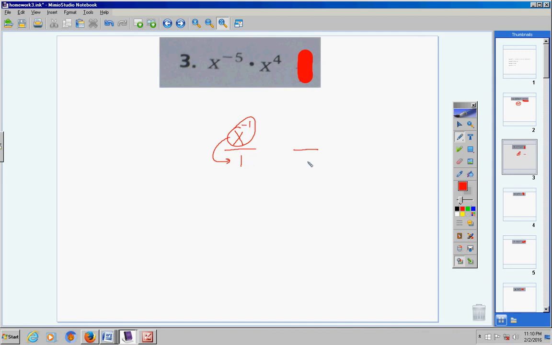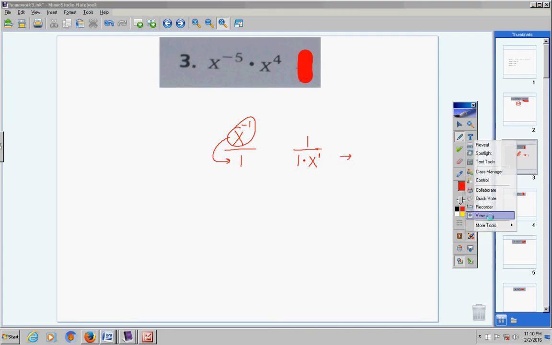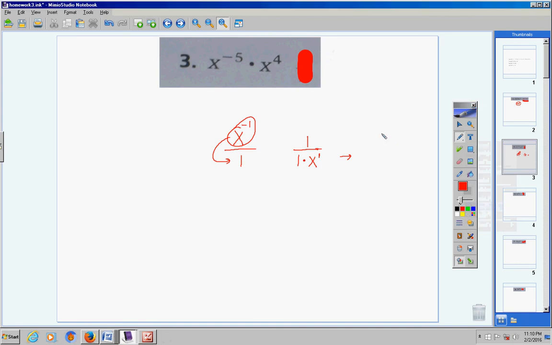So there's already a 1 down here. Times, I bring my x down, and the negative 1 becomes positive 1. There's nothing left up top, so I put a 1. Well, guys, having a 1 up top is no big deal. That's fine. X to the 1 power is just x, and 1 times x is x. So there's your answer, 1 over x. Okay? Please remember how to do these.